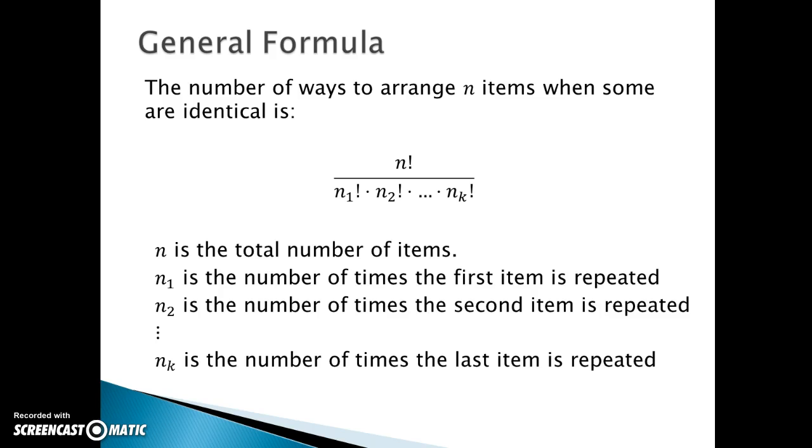Now let's look at the general formula. The number of ways to arrange n items when some are identical is n factorial divided by n sub 1 factorial times n sub 2 factorial, and so on until we get to the last item, the number of the last item factorial. Below we see the definition of what all these n's in n sub 1, 2, and so forth are. Instead of working through that entire process where we mark each identical item with a number or a letter, we can just go directly to this formula, which streamlines the process.